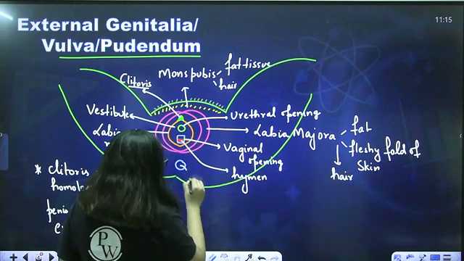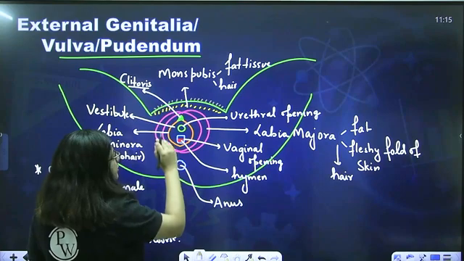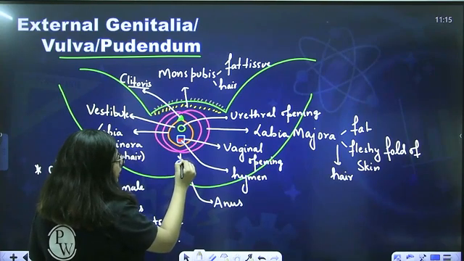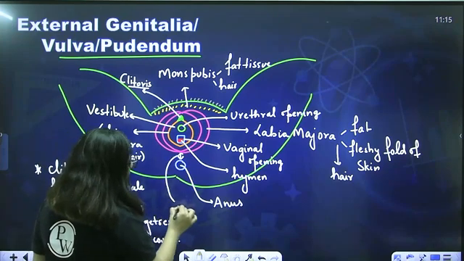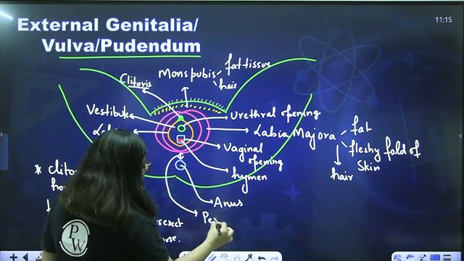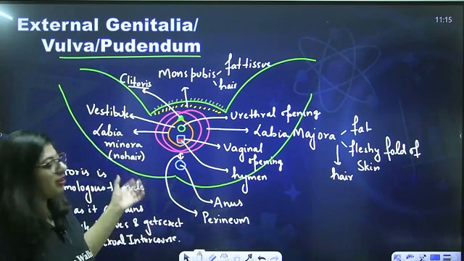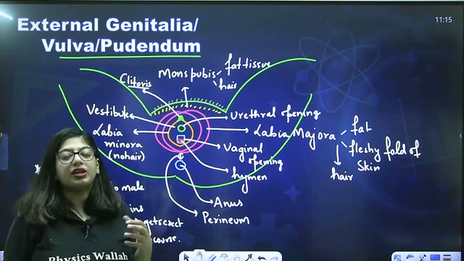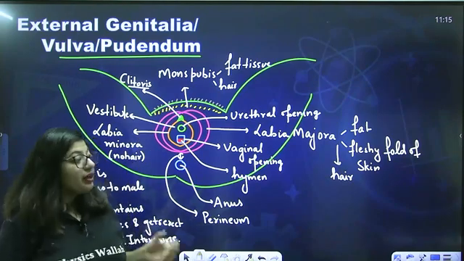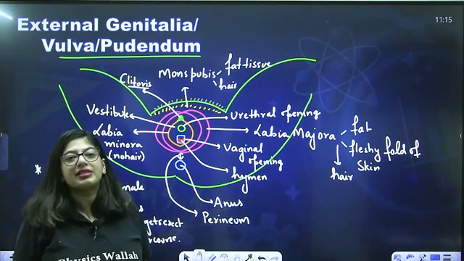anus the digestive waste comes out, and the area between vulva and anus is known as perineum. What is it known as? Perineum. Okay, so this is how the female body looks from here, and this is the external genitalia of the female, right? Now apart from this, in the external genitalia certain glands are present.